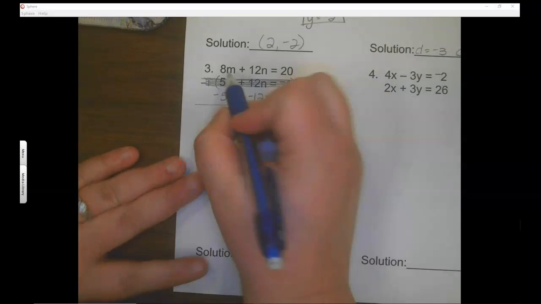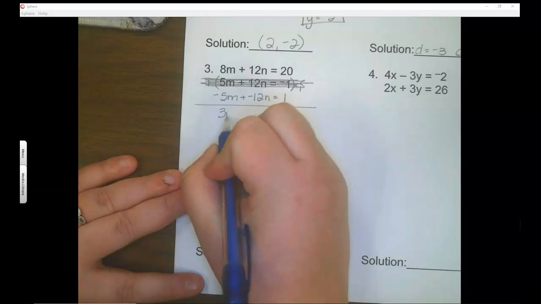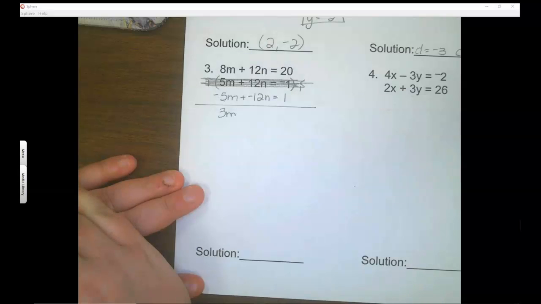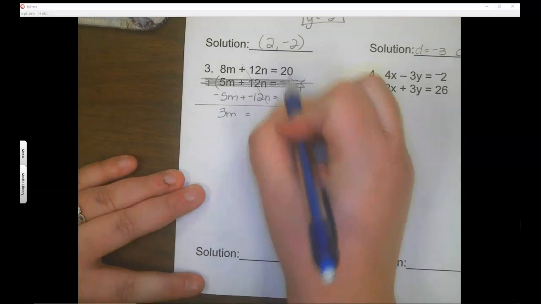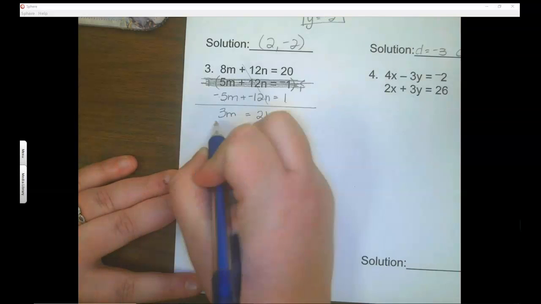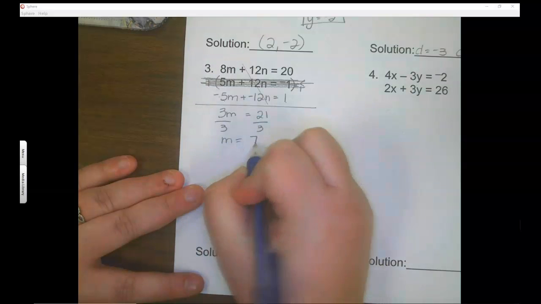So let's look. 8m minus 5m is 3m, and I do subtraction because it's a -5. My n's canceled, and I'm left with 20 and a 1, which is 21. Divide both sides by 3, and m equals 7.